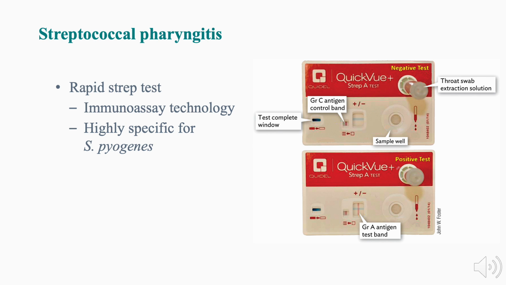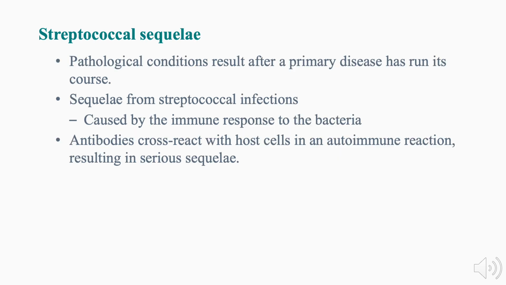anti-strep antibodies, forming a visible red line indicating a positive result. A blue control line confirms correct reagent addition. A positive result, however, does not confirm an active infection, as some individuals carry strep bacteria without symptoms. The tests are highly specific for Streptococcus pyogenes.